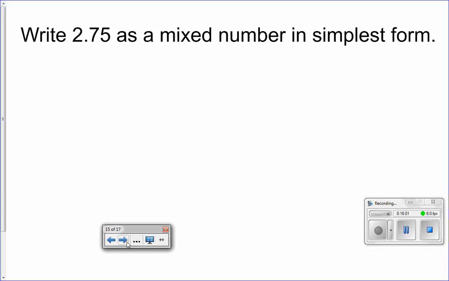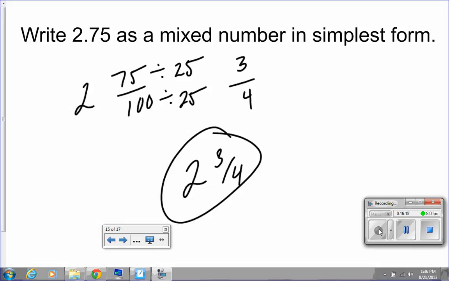If you need another example, you can do the next problem, 2.07 or 2 and 7/100, and write that as a mixed number. If not, you can go on to the next slide. So 2 and 75 over 100, you can divide the top and bottom by 25, and my simplified answer is 2 and 3/4.